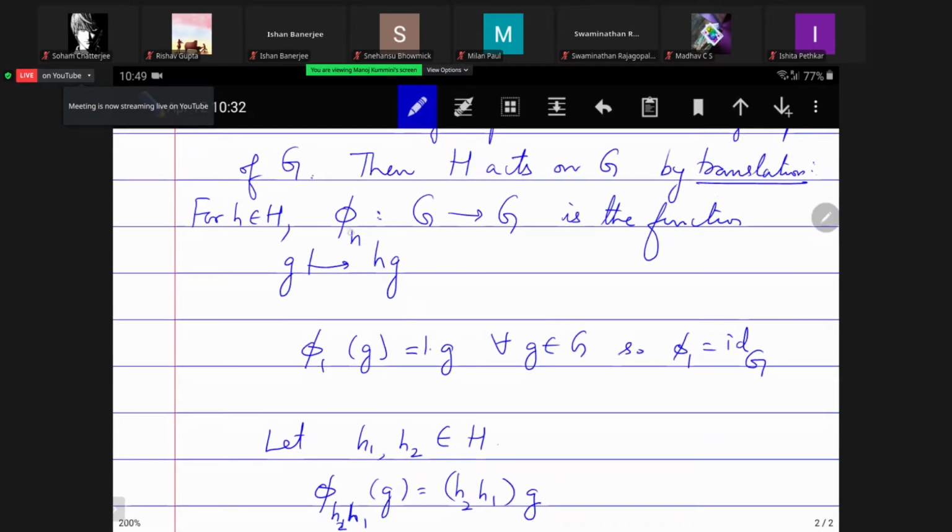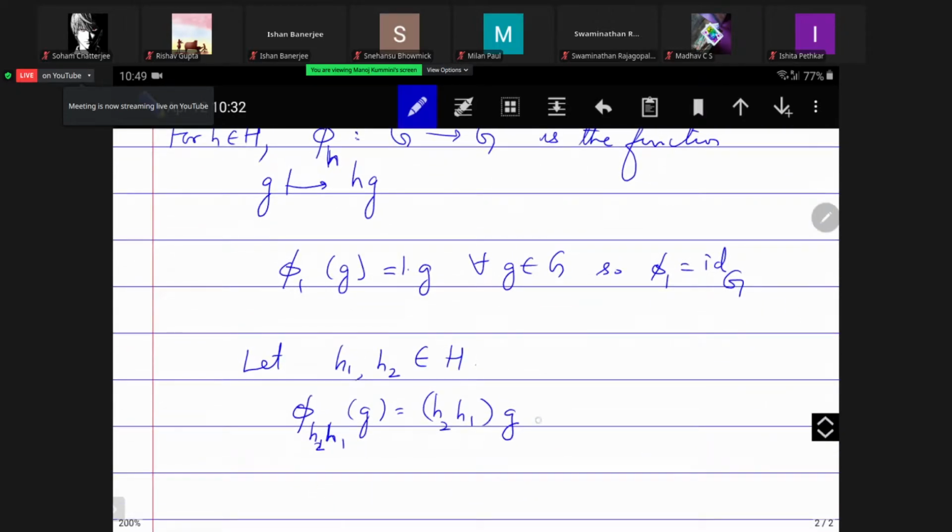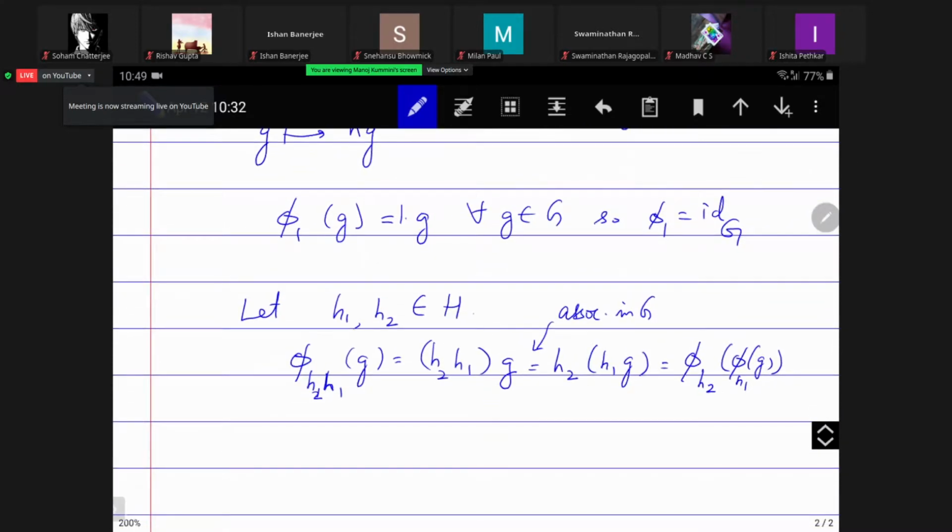Multiply the subscript, which is an element of H, to this input, which is from G. This we can rewrite as H2, H1G. So this is associativity in G. This group operation is associative, and this is phi of H2 of phi of H1 of G, for every G in G. So phi of H2, H1 is the composite.